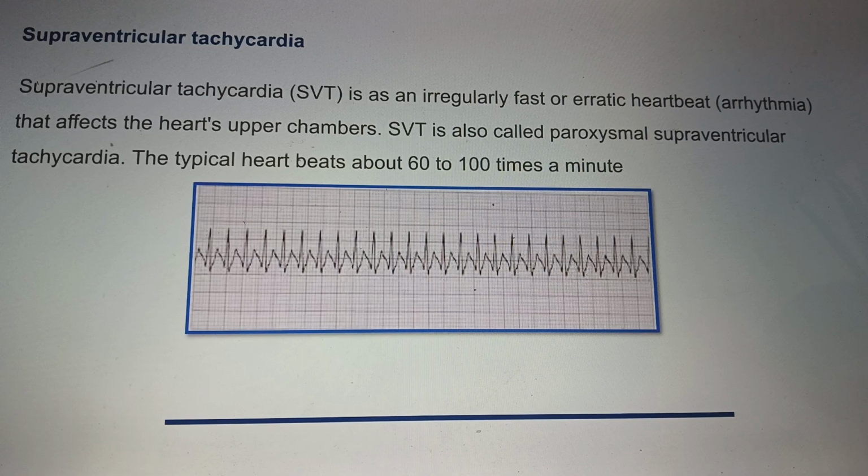in supraventricular tachycardia, SVT. So there is no P wave, the RR interval is normal, the rhythm is normal, and there is no P wave. That's called supraventricular tachycardia, and the QRS is narrow in origin. So that's called supraventricular tachycardia.